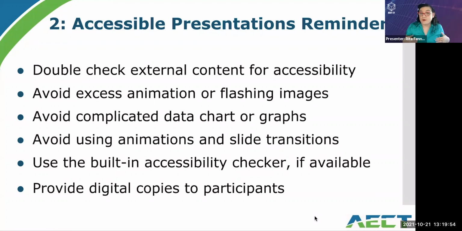So moving on to some additional presentation reminders, make sure to double check external content for accessibility. For example, if you are using a video or a resource from another place, double check to see if it is accessible to your participants. They are not always. Most of the time, those accessibility features are being enabled more often, but that is not always the case. So you want to make sure that you know how accessible an item is.